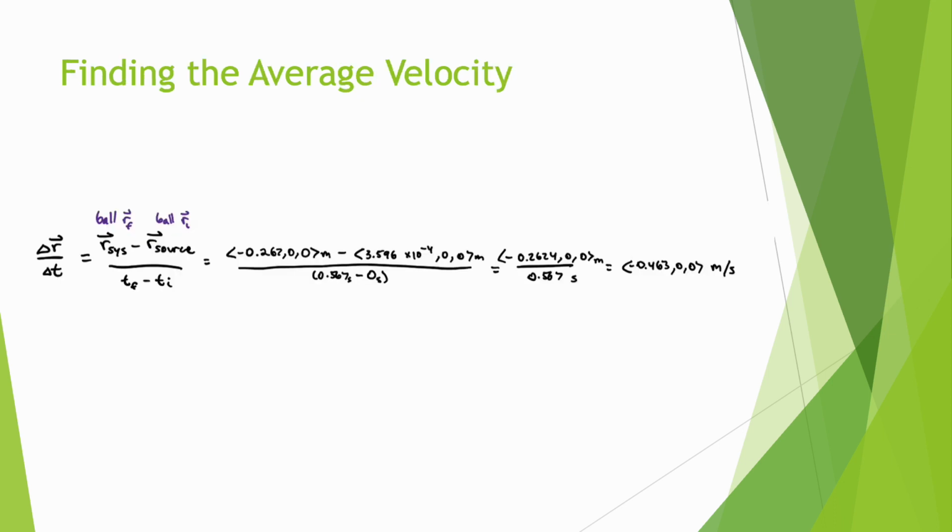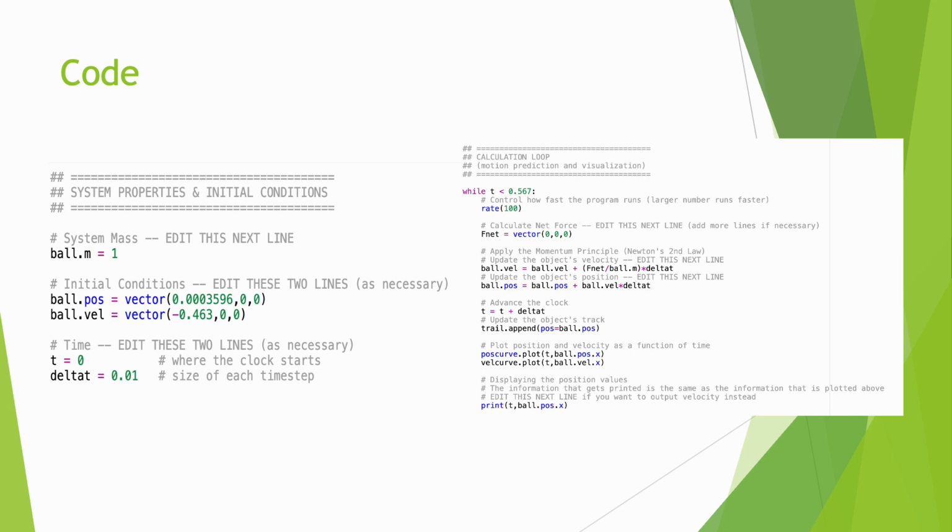Here are my calculations to find the average velocity of the ball, and it's simply just the position vector of where it ended minus the position vector of where it started, which is Rf minus Ri, over the change in time. And as you can see here, the average velocity ended up being negative 0.463 meters per second in the negative x direction.